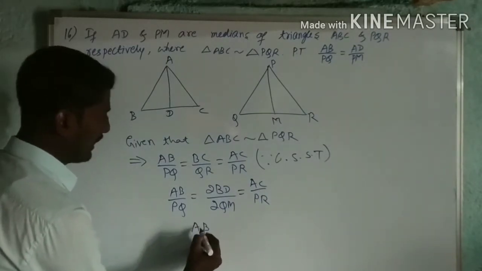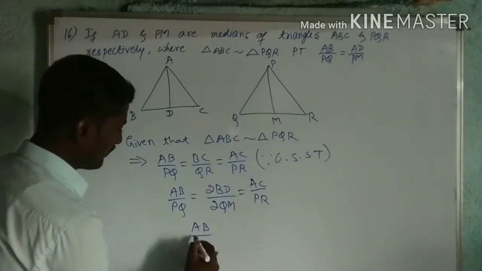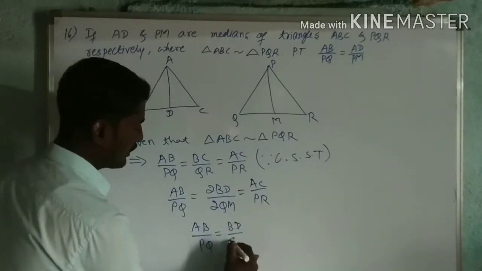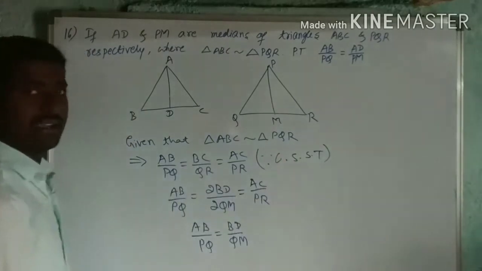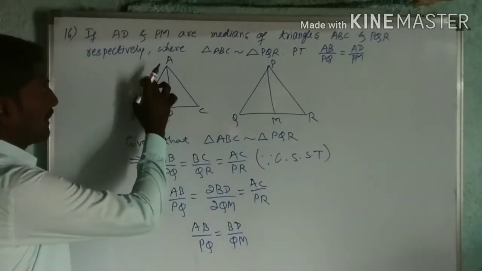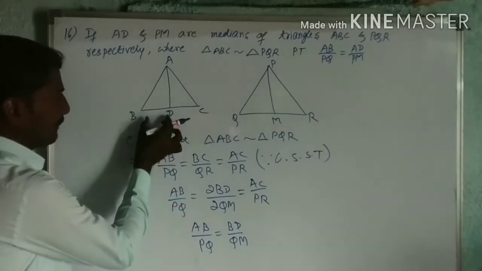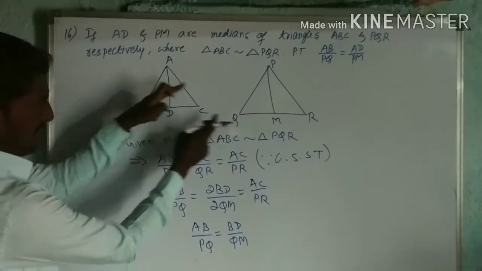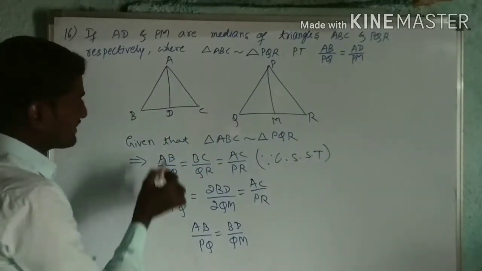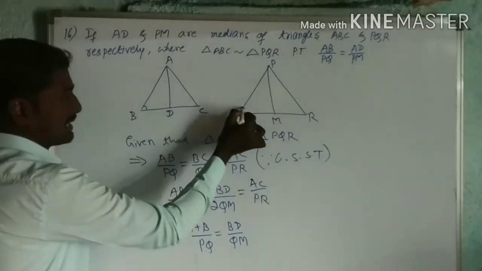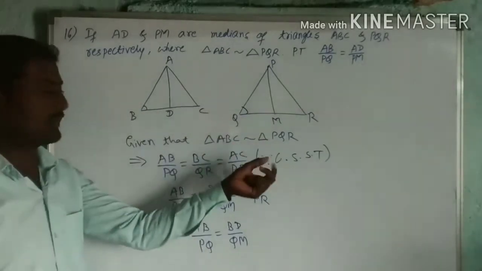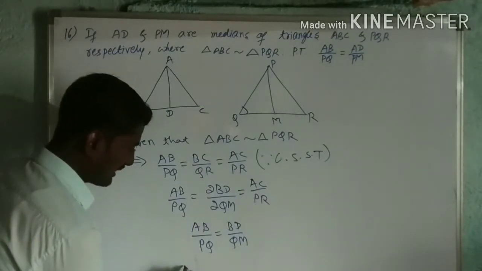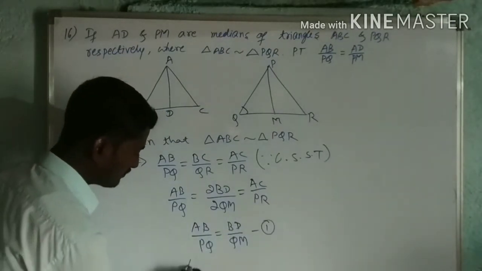Now this is AB divided by PQ, BD divided by QM. Okay, I will leave this. Now see here, AB by PQ, then BD divided by QM. So these two sides. To apply SAS, this angle must be equal. It is already equal because they are given here. This I'll call equation number 1.